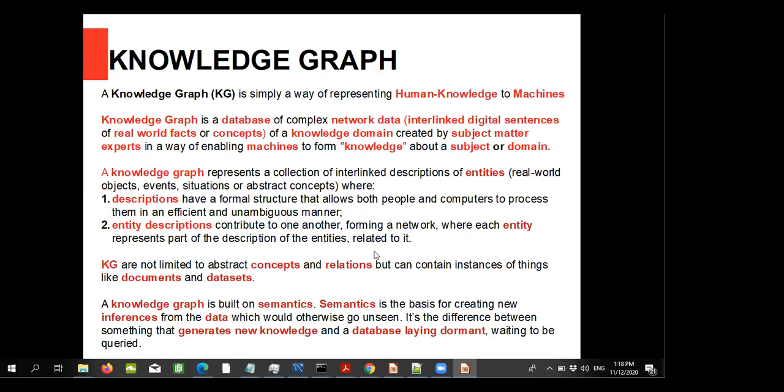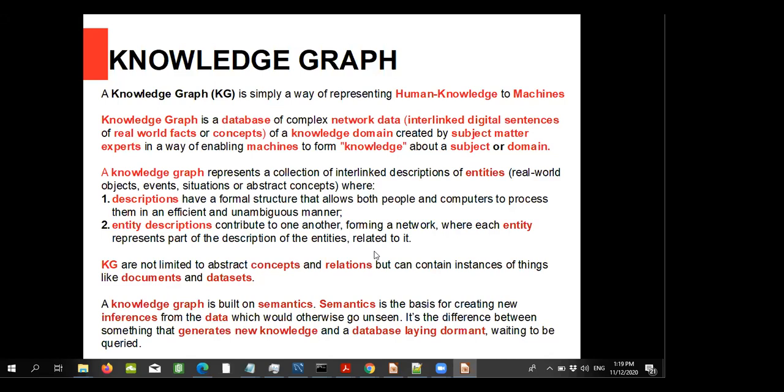If you can't understand this basic description, then you haven't yet seen how powerful knowledge graph could be. Knowledge graph is what will enable us to take our information, put it on a machine, put a chatbot to it and tell people to ask all the questions. What they don't know, the chatbot will keep. And then when I wake up, I answer them and the chatbot will reply. That's knowledge graph. A knowledge graph represents an interlinked description of entities: real world objects, events, situations, abstract concepts. These are descriptions of formal structure that allows people and computers to process them efficiently.